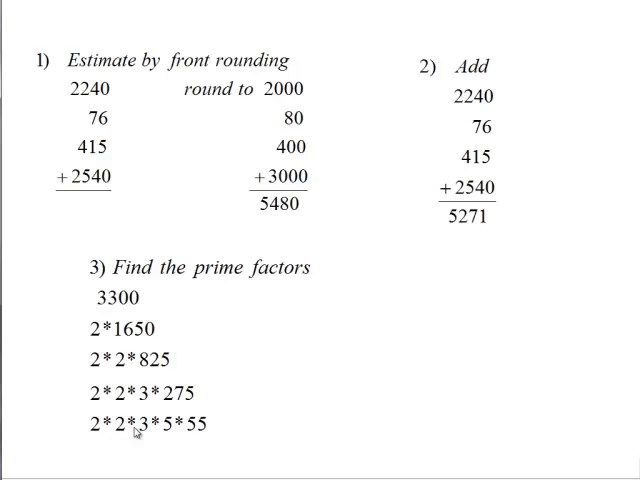So now we have 2, 2, 3, 5, and then 55. 55 you can divide by 5 again. So there's your prime factors, 2 times 2, just write them down every time you divide, times 3, times 5, times 5, times 11. Then you can turn this into exponent form. 2 is squared, since there are 2 of them, times 3, times 5 squared, times 11.